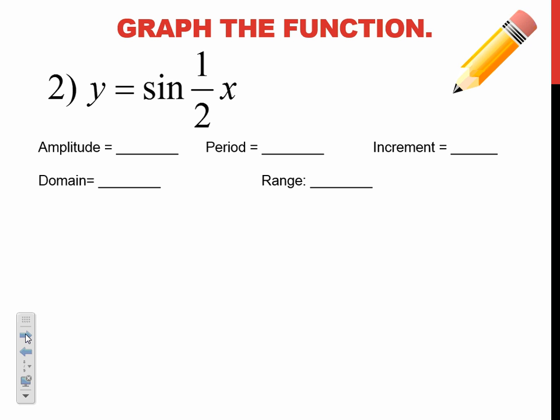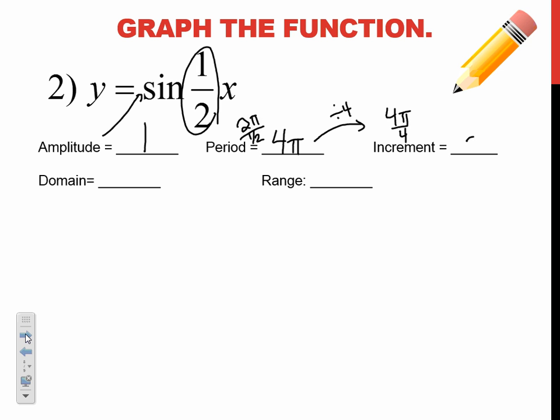So the amplitude is always found in front of the sine. That is going to be a 1 because there's a 1 sine of 1/2 x. The period you find by taking 2 pi divided by the b. The b is the number in front of the x, so 2 pi divided by 1/2. Now, 2 divided by 1/2 is actually 4, so the period is 4 pi. The increment is what we get when we take this period and divide it by 4. So 4 pi divided by 4 is really pi. So I'm going to number my graph by pi's.